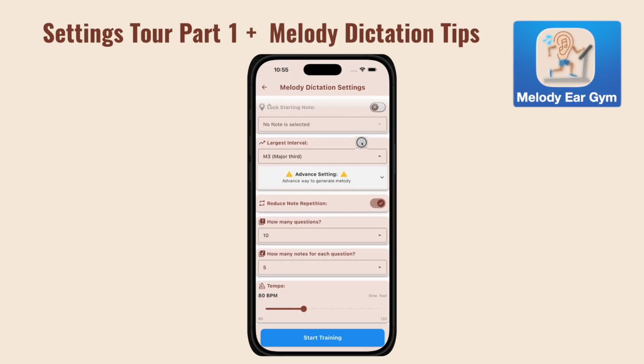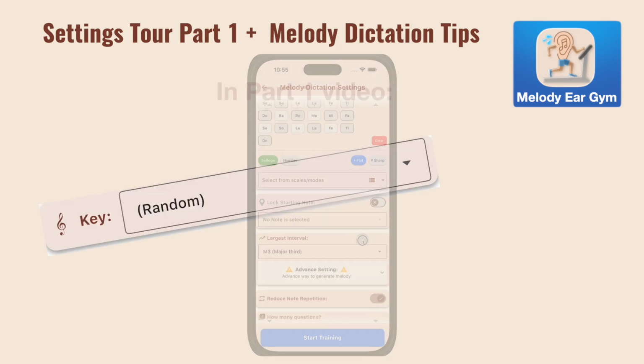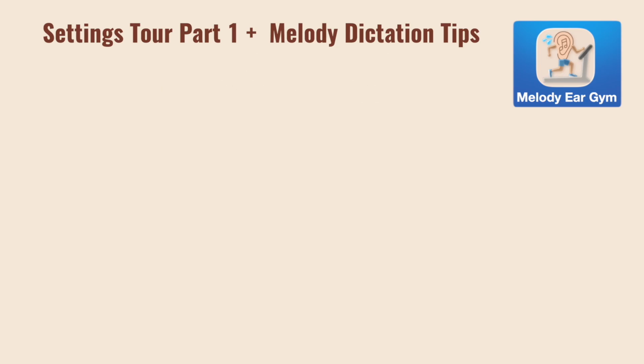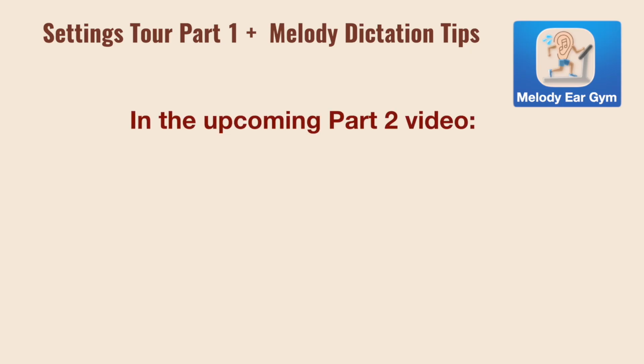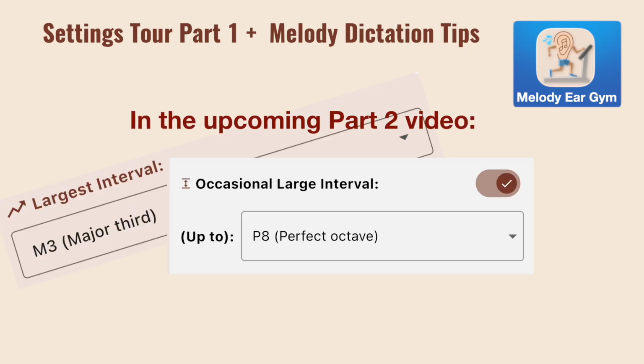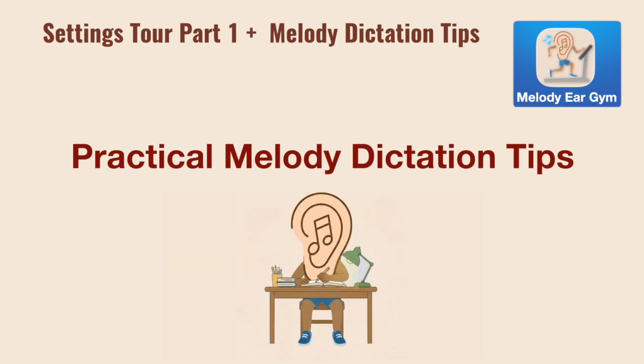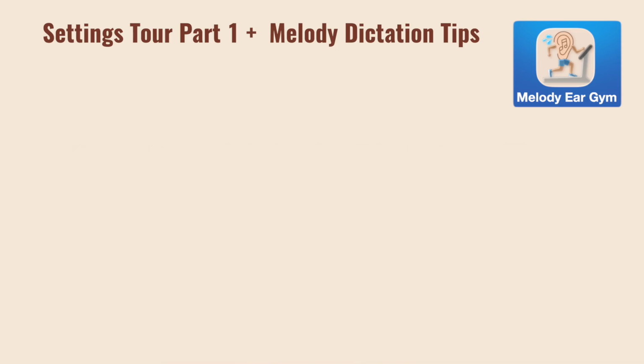Today, in part 1, we'll cover the basic settings: key, note choice, and lock starting note. In part 2, we'll dive into the advanced stuff like large interval, occasional large interval, and occasional notes. Besides walking you through each setting, I'll also share some practical tips to help you figure out melodies faster and more accurately. Let's jump in.